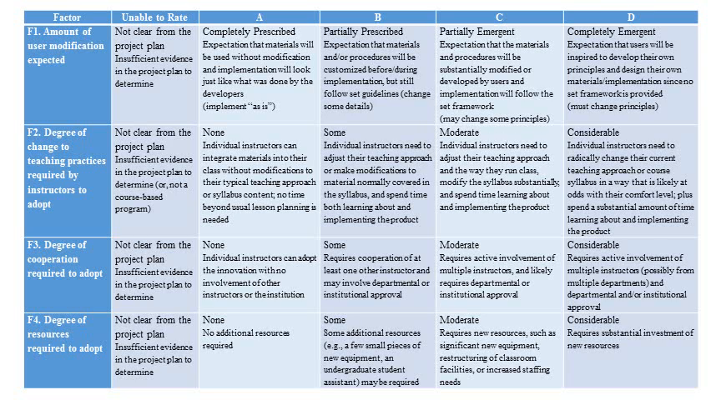So if we look at feature 1, what's the amount of user modification? This ranges from completely prescribed, where you expect the adopters to use materials as is and implement it exactly like the developers, to completely emergent, where you essentially expect adopters to be inspired by what you're doing and do their own thing. Most proposals are in category B and C, where they're partially prescribed or partially emergent, depending how much user modification you expect people to do.